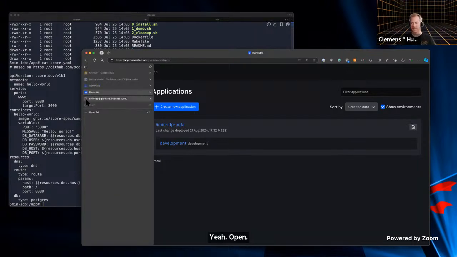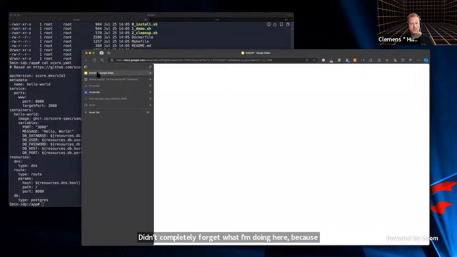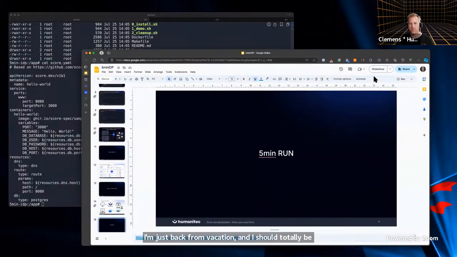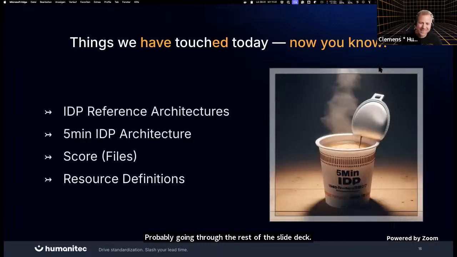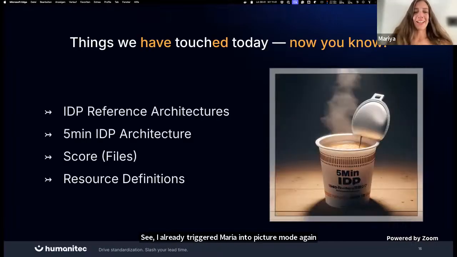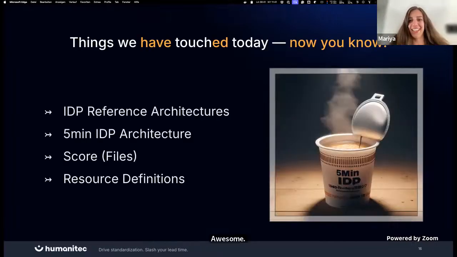If I didn't completely forget what I'm doing here because I'm just back from vacation, I should totally be going back to my slides and probably going through the rest of the slide deck. See, I already triggered Maria into picture mode again. Awesome. Welcome back, Clemens, from your vacation.